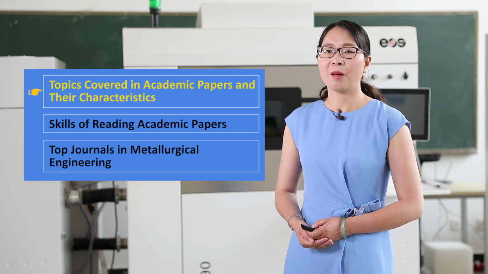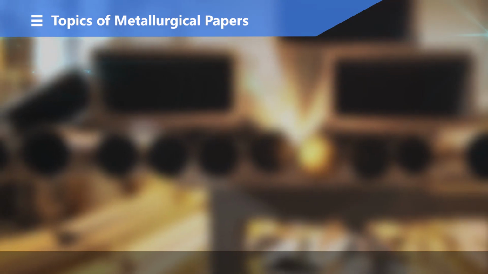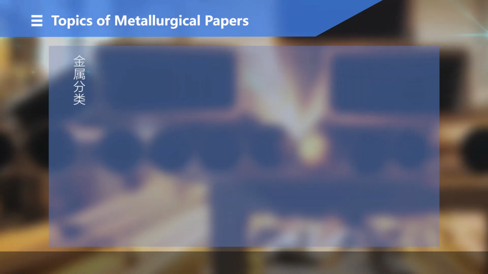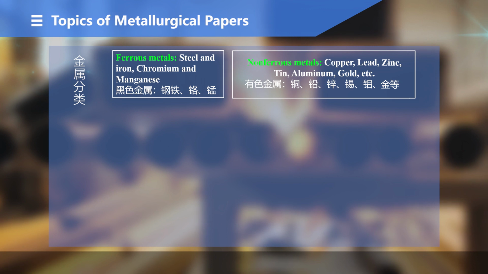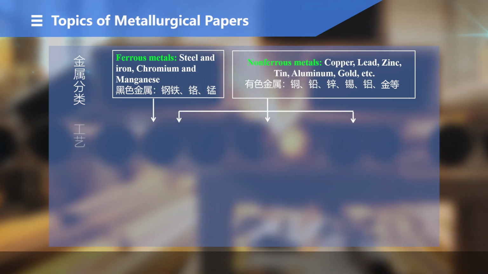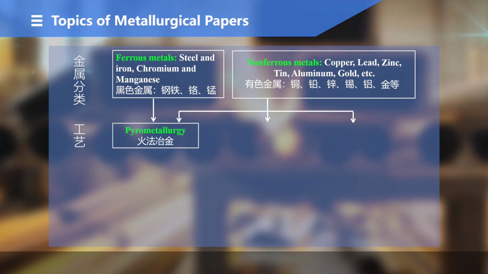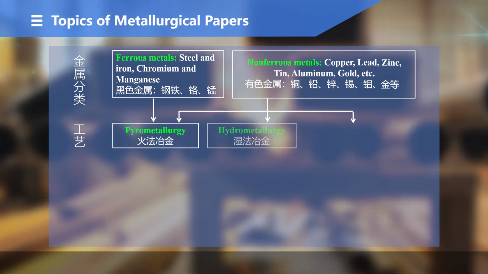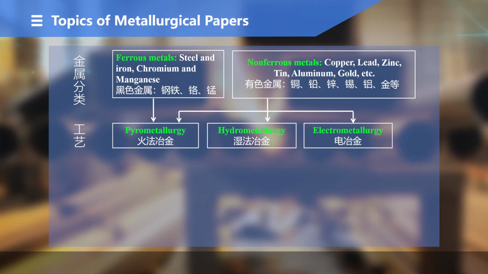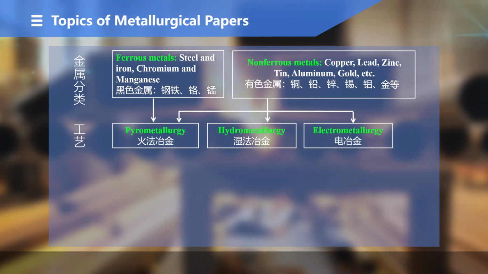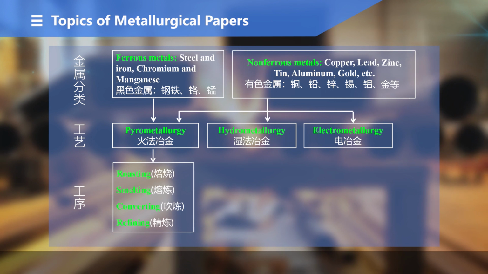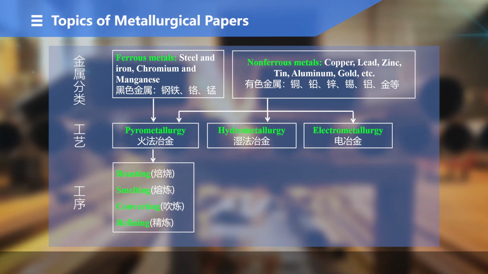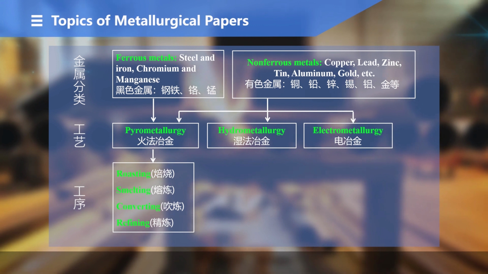We know the processing objects of this major are different metals. Comprehensively, it is divided into 2 major groups, ferrous (钢铁) and non-ferrous (有色) metals. Meanwhile, there are 3 kinds of procedure technology, including pyrometallurgy (火法冶金), hydrometallurgy (湿法冶金), and electrometallurgy (电冶金). In addition, there are different processes in each technology. For example, roasting (焙烧), smelting (熔炼), converting (吹炼), and refining (精炼), etc.